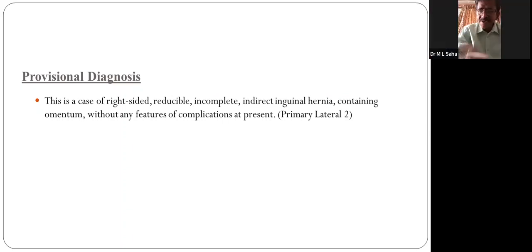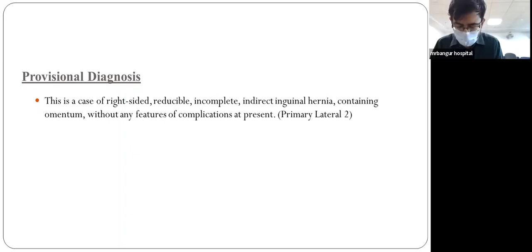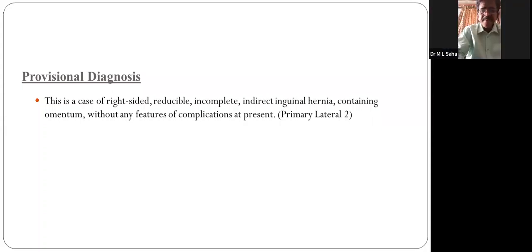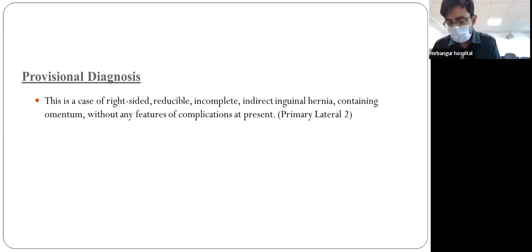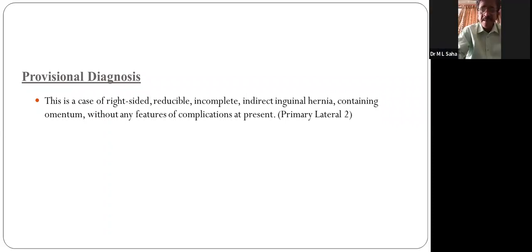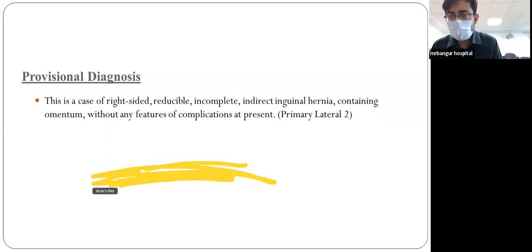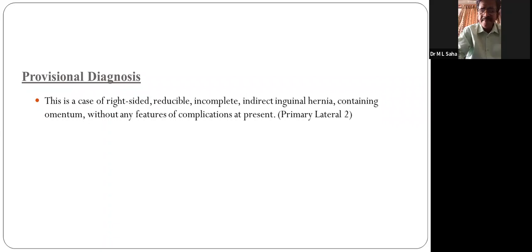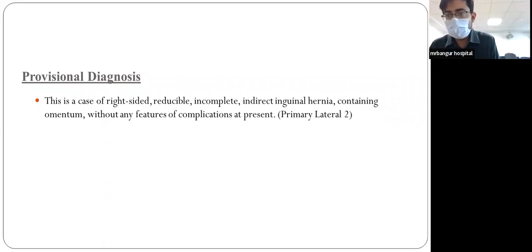So there are 3 fossae in relation to these ligaments. What are the 3 fossae? Between the median and the medial, there is the supravesical fossa. Between the medial and the lateral, there is the medial inguinal fossa, site for the direct hernia. Lateral to the lateral ligament is the lateral inguinal fossa, sir, site for the indirect hernia.